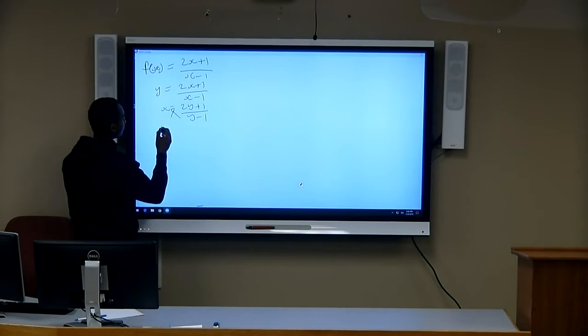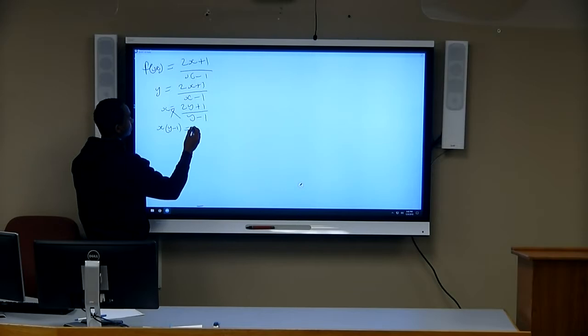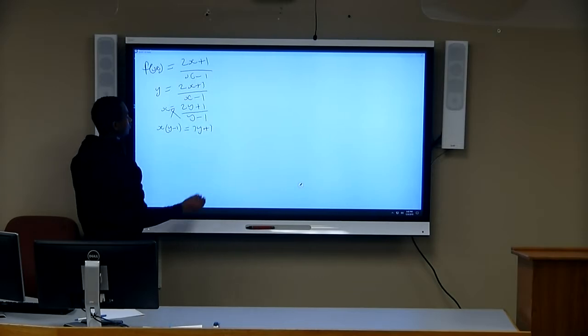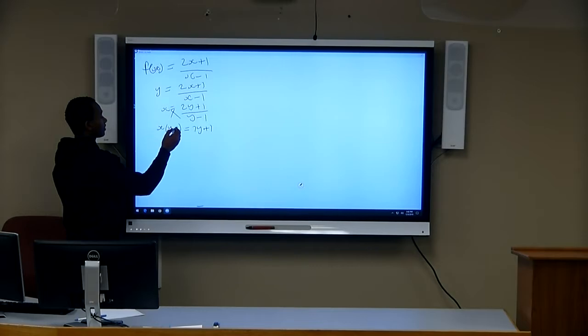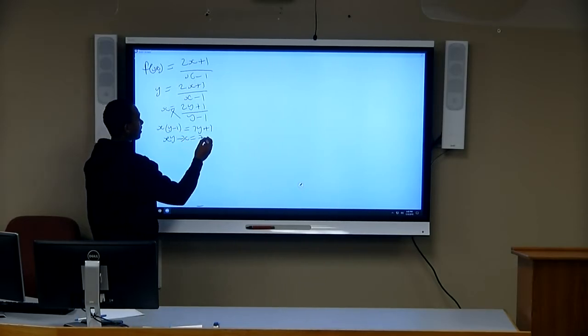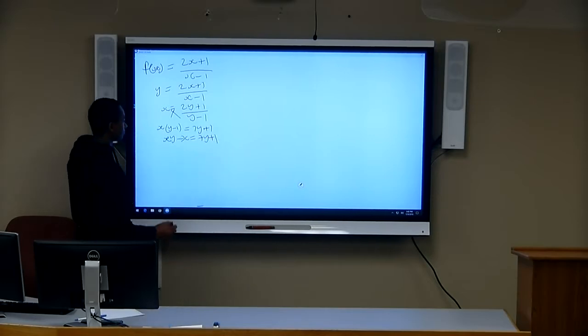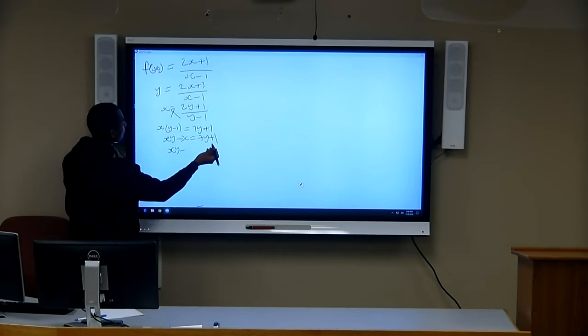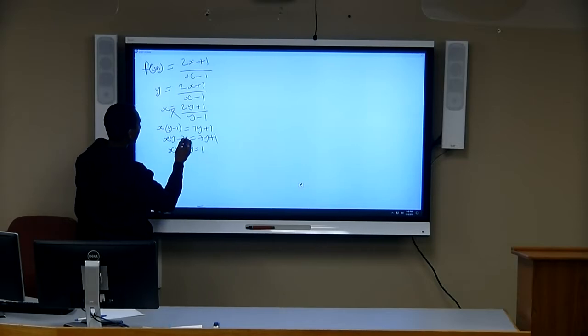If we do that, it's going to be x into y minus 1 is equals to 2y plus 1. So x times y is xy, minus x times 1 is x, times negative 1 is negative x, is equals to 7y plus 1. So this is going to be xy minus, I'm bringing this 7y here, so it's going to be minus 7y is equals to 1. This is minus x. If I bring it on this side, it's going to be plus x.